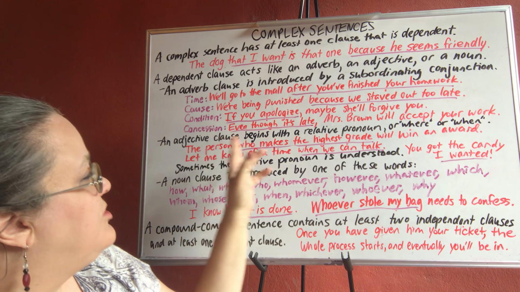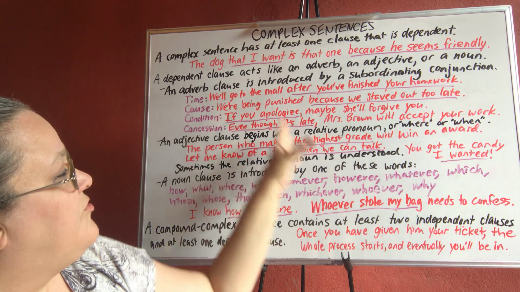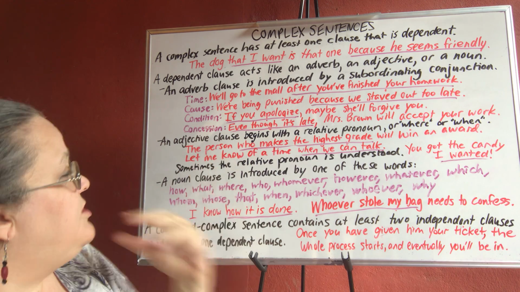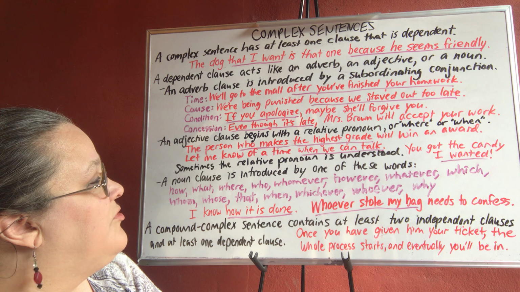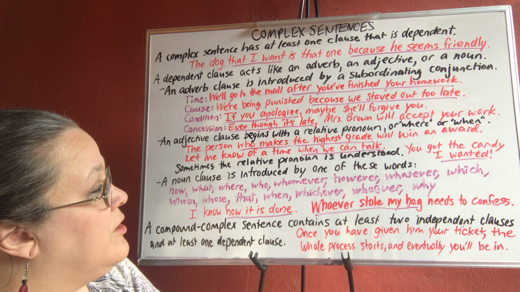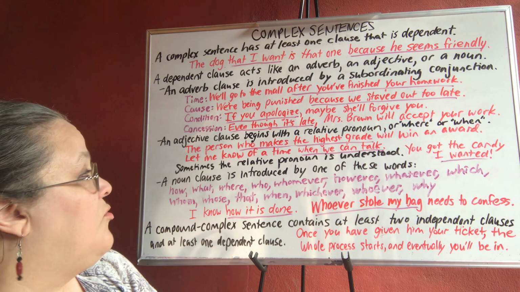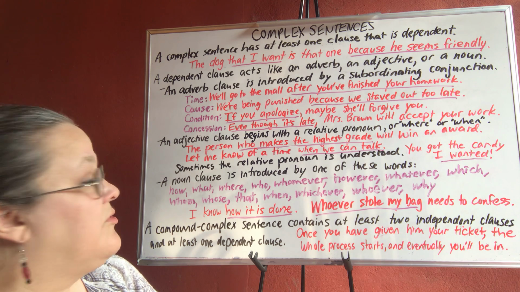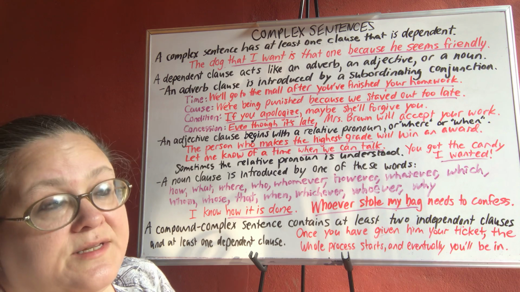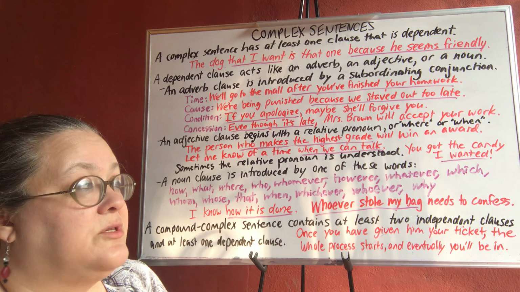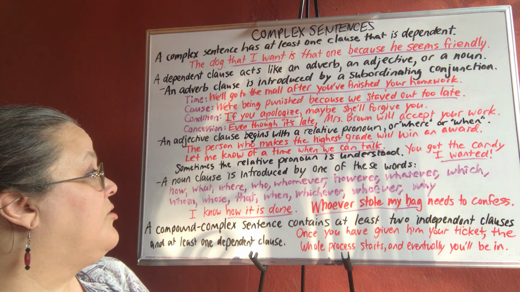And that whole thing, even though it's late, is an adverb clause. An adjective clause begins with a relative pronoun, or it can begin with the word where or the word when. What we need to know is that an adjective clause is acting like an adjective. It's describing or modifying a noun or pronoun.